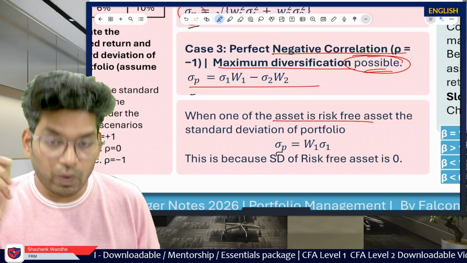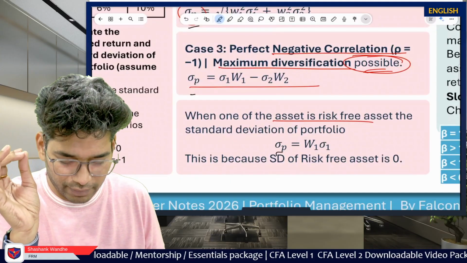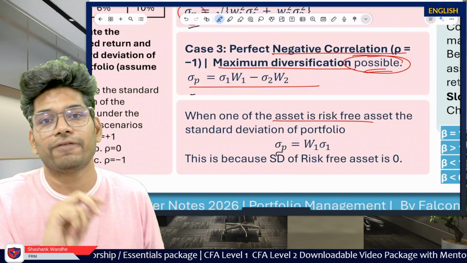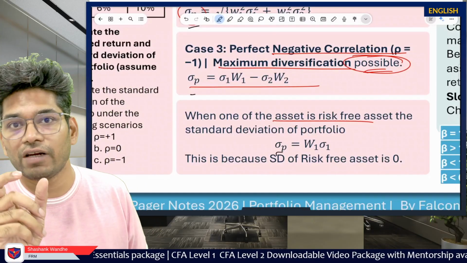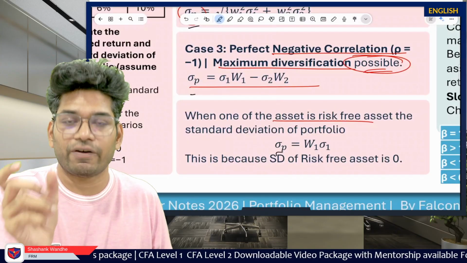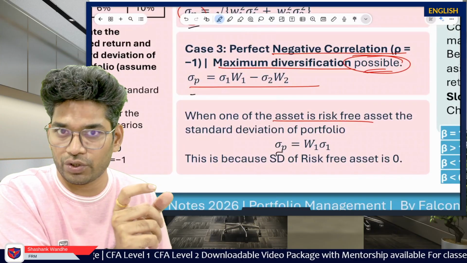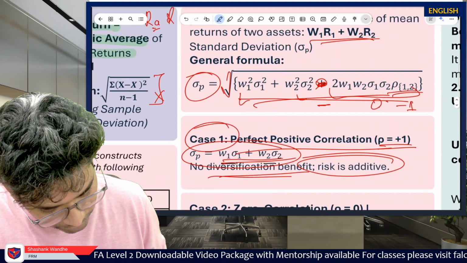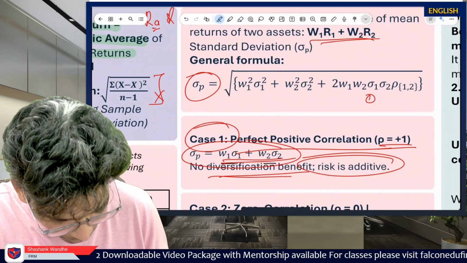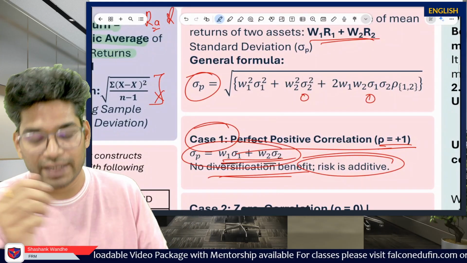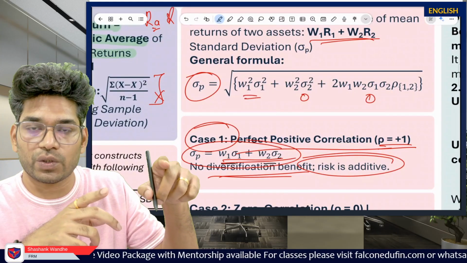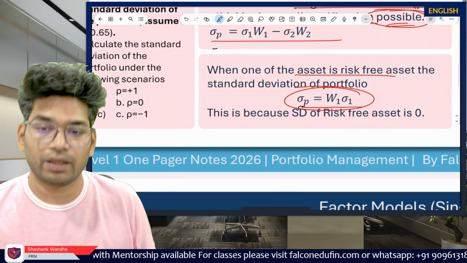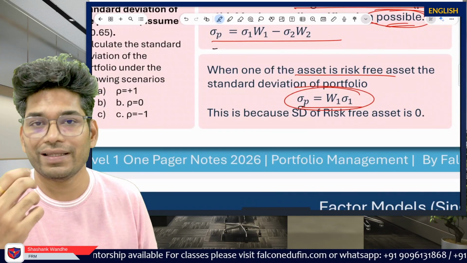Now what if one of the assets, asset A or asset B, is a risk-free asset? In this particular case, the sigma of the risk-free asset will be 0, because the definition of risk-free is that the standard deviation is equal to 0. If the standard deviation is equal to 0, this will be 0 and this will be 0. If we assume 2 is the risk-free asset, you will be left with under root of sigma 1 w1 square, right? And simply you will get the standard deviation of the portfolio is equal to w1 sigma 1 or sigma 1 w1.